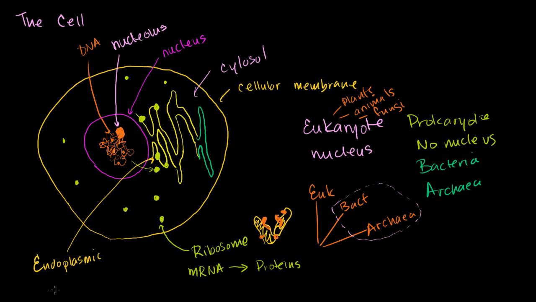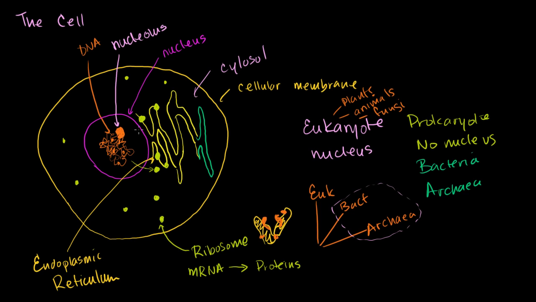Endoplasmic reticulum. It's fun to say. Endoplasmic reticulum. Maybe a good name for a band. Endoplasmic reticulum. And the parts that have ribosomes attached to it are called the rough endoplasmic reticulum. Maybe even a better name for a band.